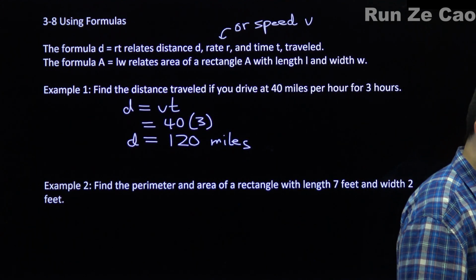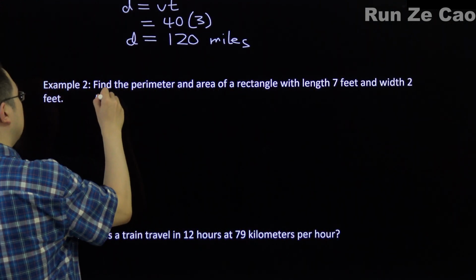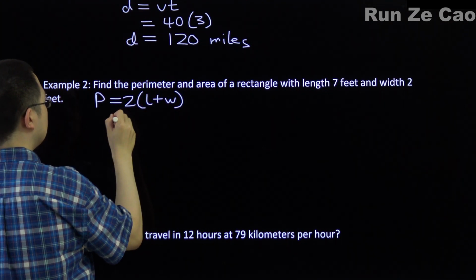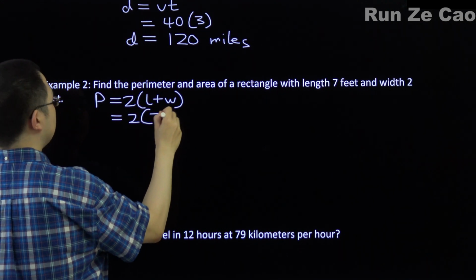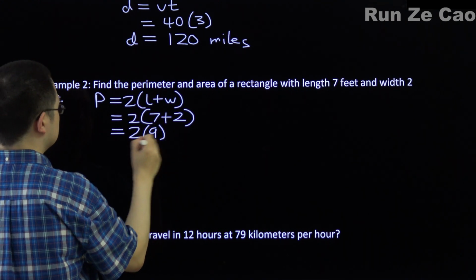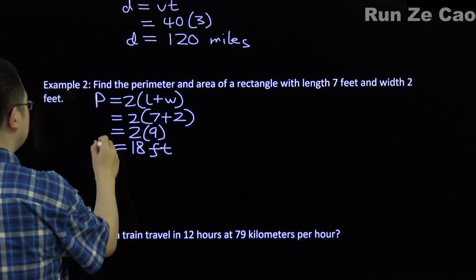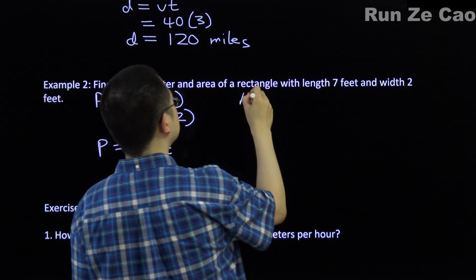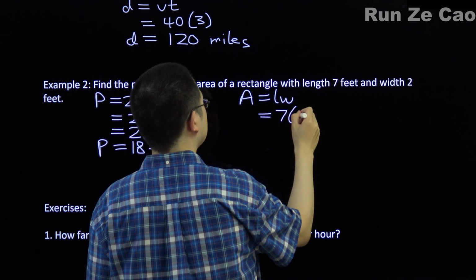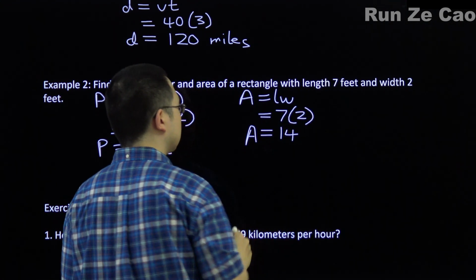Find the perimeter and area of a rectangle with length 7 feet and width 2 feet. Perimeter is equal to 2 times length plus width. So 2 times 7 plus 2, 2 times 9 is 18 feet. That's the perimeter. The area is length times width. The length is 7, the width is 2. So the area is 14.